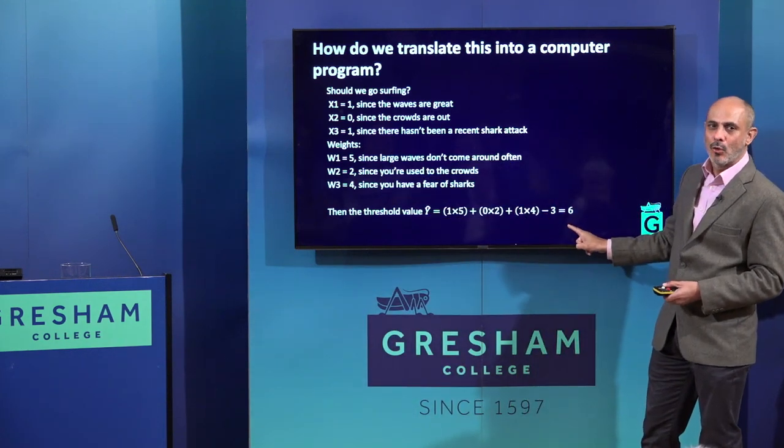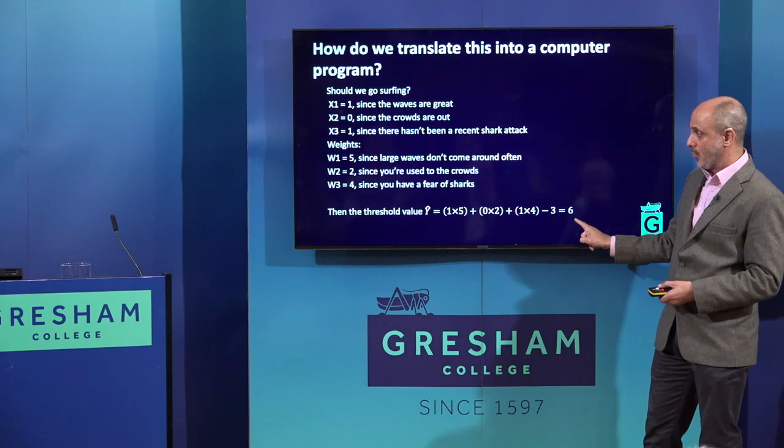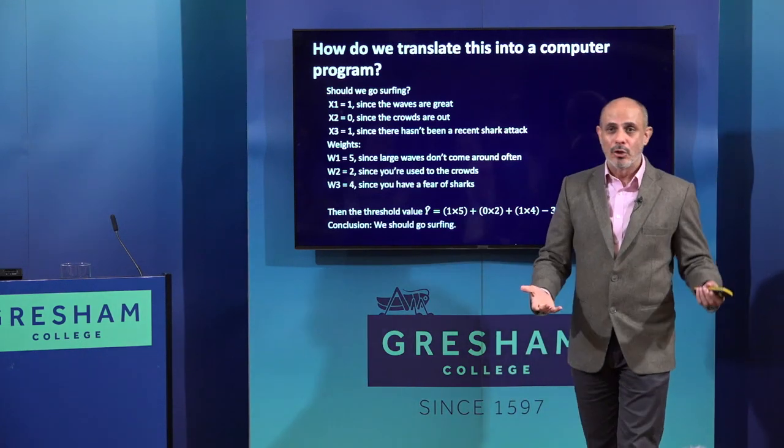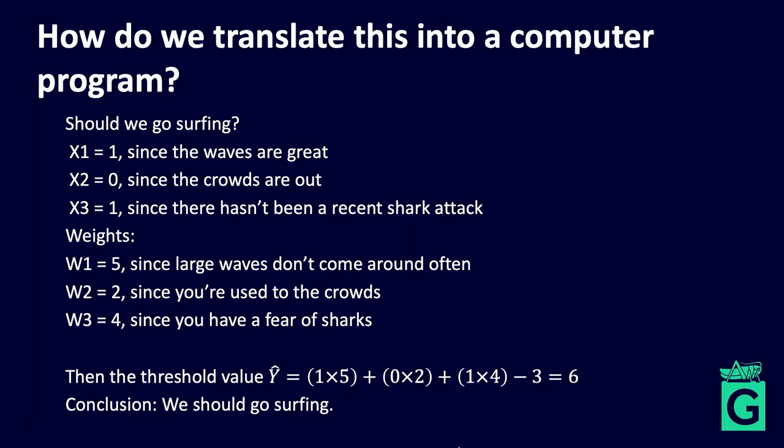Is that positive or is that negative? In this case, it's positive. So the conclusion is we should go surfing. So that's the way you start a computer program. You define a set of inputs. You define a set of weights. Combine them together. If it exceeds a threshold value, the computer says you should do this, okay?